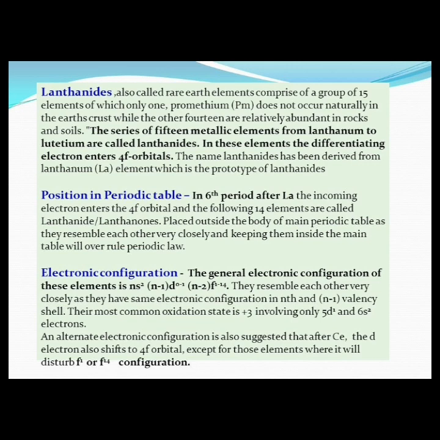Electronic configuration. The general electronic configuration of these elements is ns2, (n-1)d0 to 1, (n-2)f1 to 14. They resemble each other very closely as they have the same electronic configuration in the n and n-1 valence shells. An alternate electronic configuration also suggests that after cerium, the d electron shifts to the 4f orbital, except for those elements where it would disturb the f1 or f14 configuration.